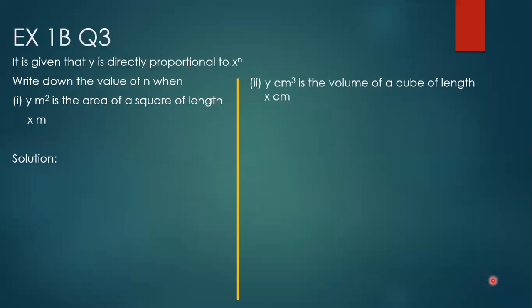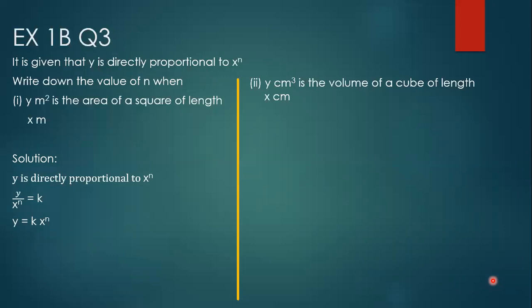Question 3. It is given that y is directly proportional to x power n. And write down the value of n when y meter square is the area of the square of length x meter. This looks complicated, but actually it is not. Let us know how. Remember, y is directly proportional to x power n, so you can write it as y upon x power n is equal to k.